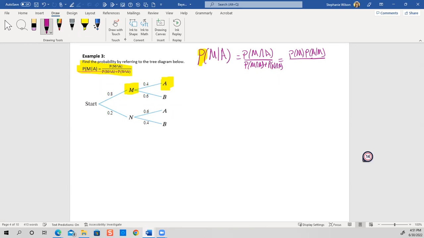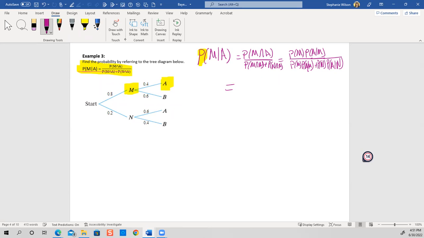Okay, so that means that I got the probability of M times the probability of A in M, plus the probability of N and the probability of A in N. There we go. All right, that looks good. So now let's just plug in what we know.